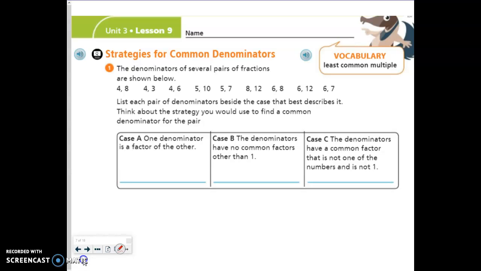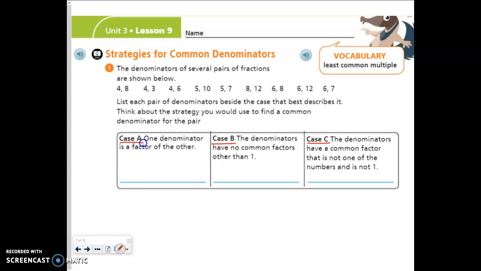All right, so we can see here on the top of page 137 that we have 3 different ways to make common denominators. They call them cases. We've got case A, case B, and case C. And in my opinion, they kind of work their way up in terms of difficulty, or in terms of how much work I have to put in to try to find that least common denominator.